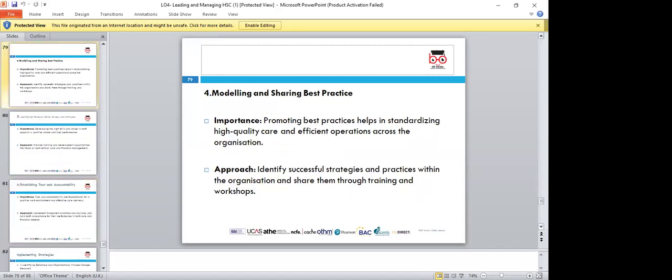Modeling and sharing best practices. The importance, therefore, will be that you promote best practices in standardizing high quality care and efficient operations across the organization. When you're able to promote best practices, it helps to standardize high quality of care. The approach is that you identify successful strategies and practices within the organization and share them through training and workshops.